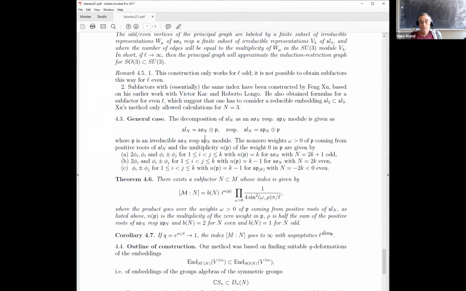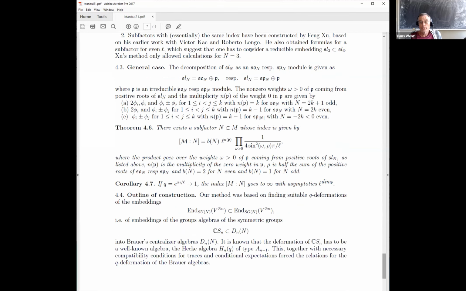So then basically what you do, you view this P as an SO(N) module, and using information from representation theory of Lie groups, you can use this to calculate the index. And I think, again, you get some complicated formula, but everything can be calculated explicitly. And if someone is really interested, then I can talk later about that, or talk about the details of this paper.